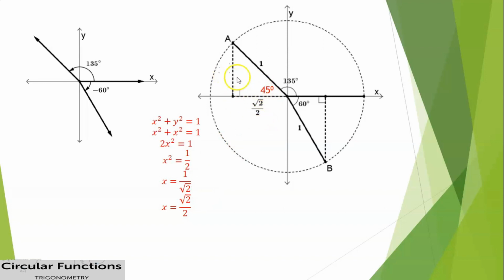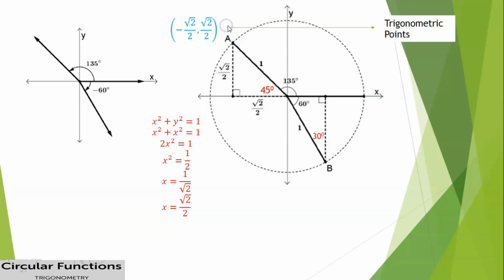So since these two are equal, therefore, the value for y here would be square root of 2 over 2. So therefore, the coordinate of point A here would be negative square root of 2 over 2 and square root of 2 over 2. Okay, why is it negative? Because from here, we move left and go up. So with this one, this is the trigonometric point. So the trigonometric point of 135 degrees is negative square root of 2 over 2 and positive square root of 2 over 2.